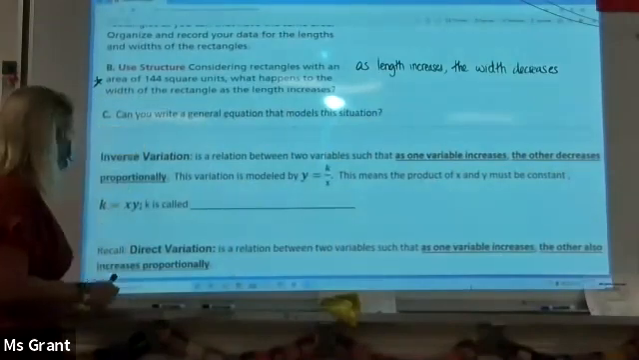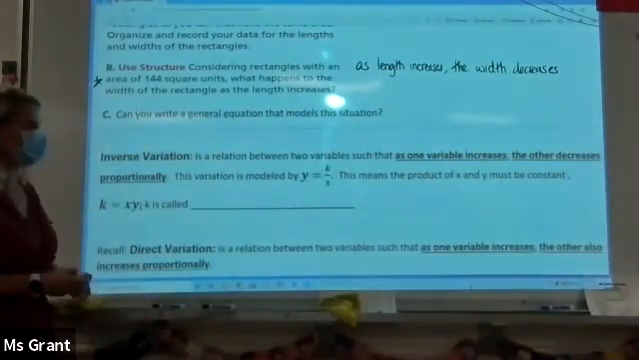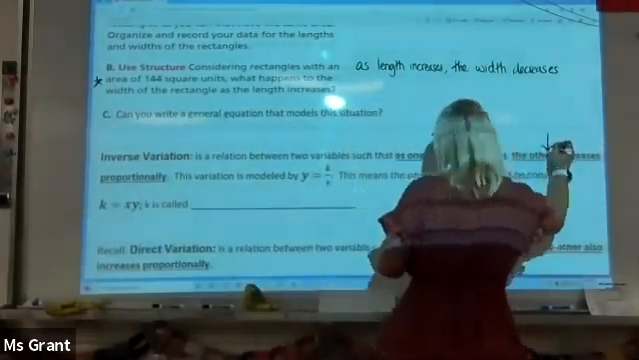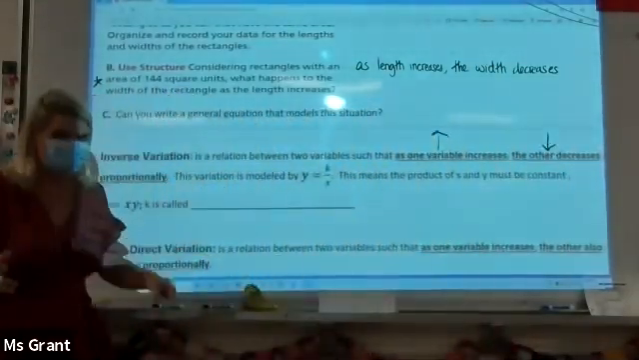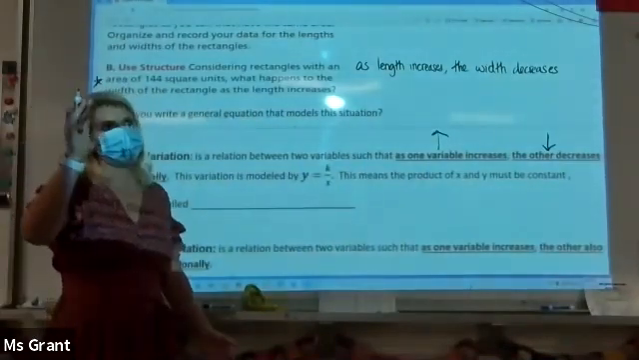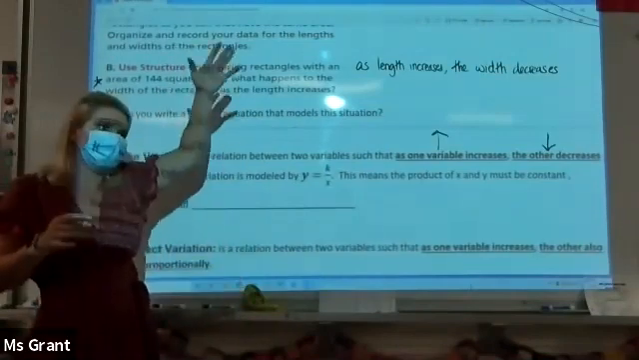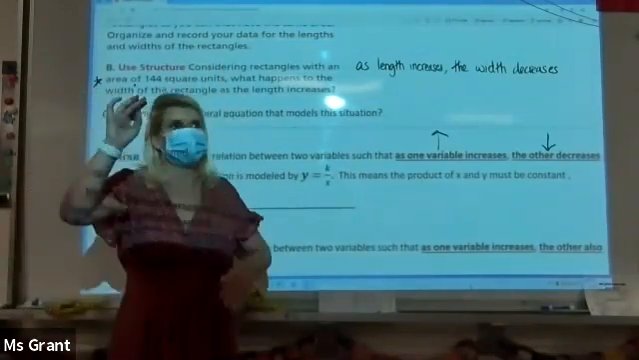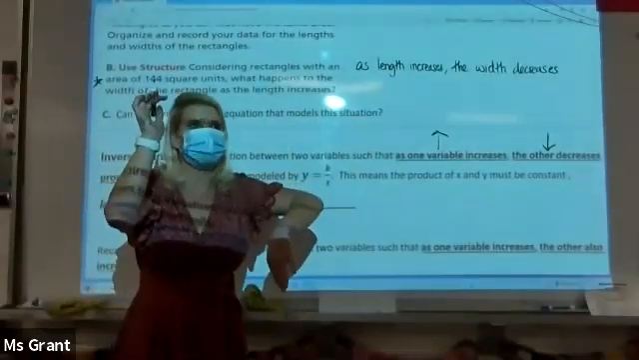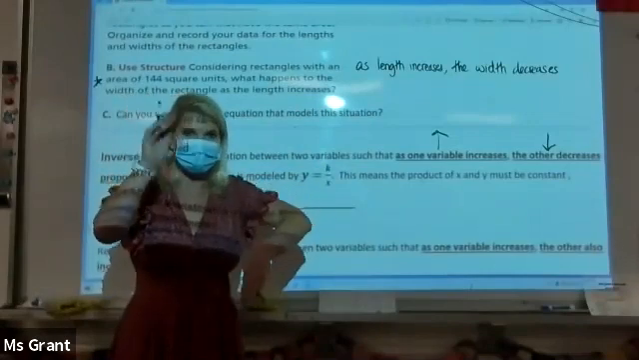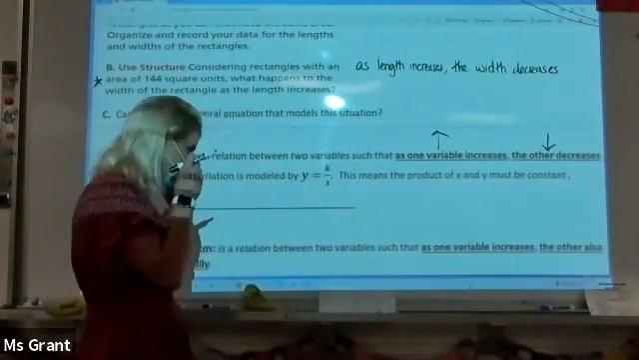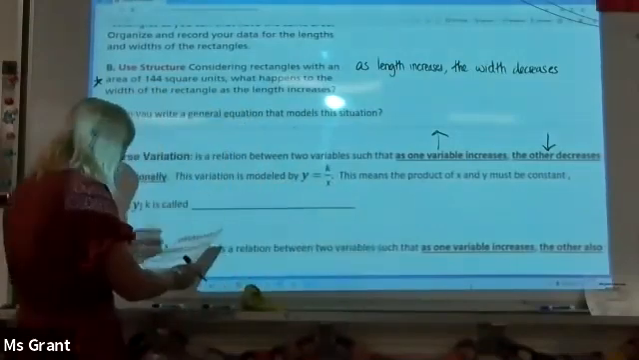It's a relation between two variables such that as one variable increases, the other decreases proportionally. So if one variable is going up by a scale factor of 3, and it's consistent, then the other variable goes down by a scale factor of 2, and it's consistent, then that would be inverse variation. It can be anything. It doesn't have to be the same number. Okay? All right, good.